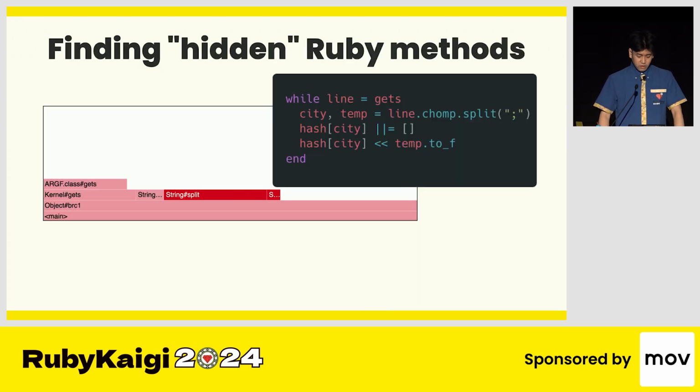This feature also helps you find hidden Ruby methods in Ruby programs. I've got a flame graph of the right side program. This is here. This looks like a normal flame graph, but actually some Ruby methods are not showing up here. Can you find them?